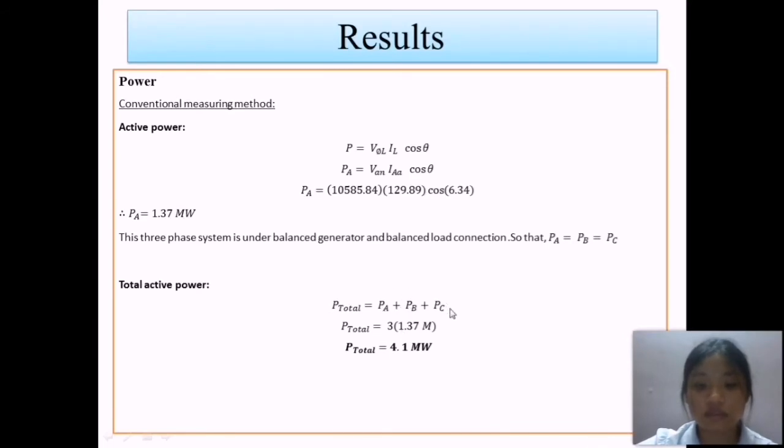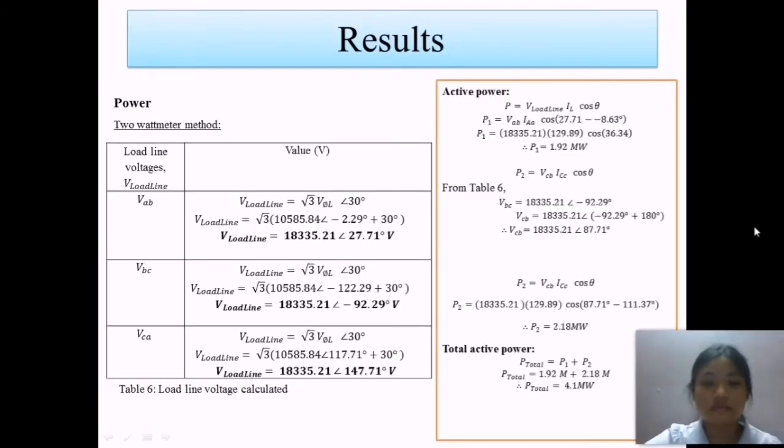PA plus PB plus PC is equal to this, and we get 4.1 megawatts. This line also wants to find the powers, but this time using the 2 watt-meter method. To find it with the 2 watt-meter method, we first want to find the load line voltage with load lines.